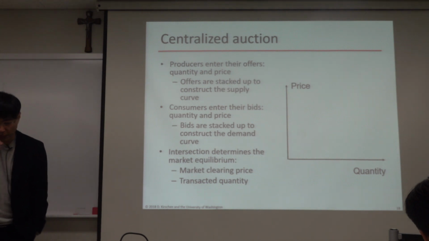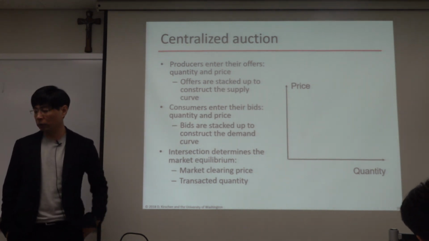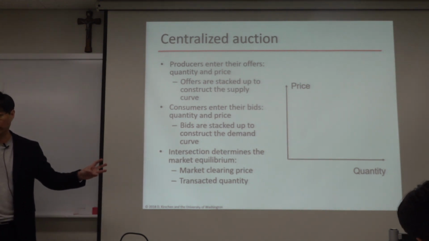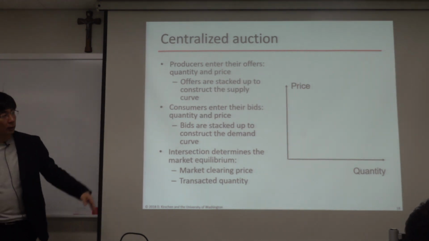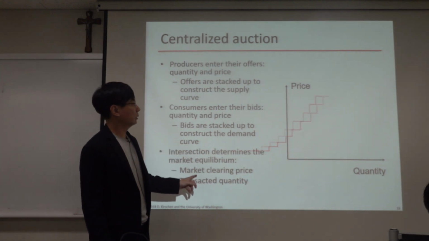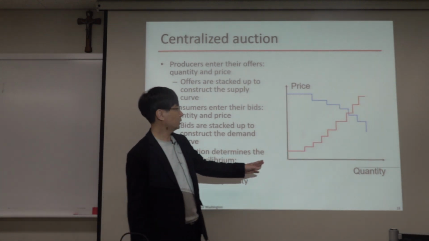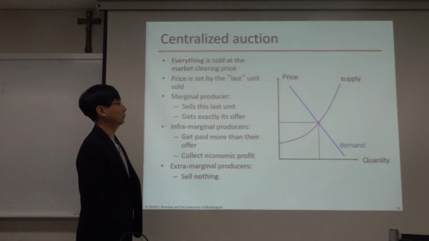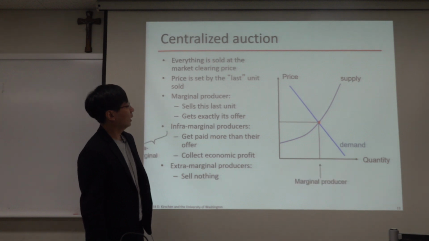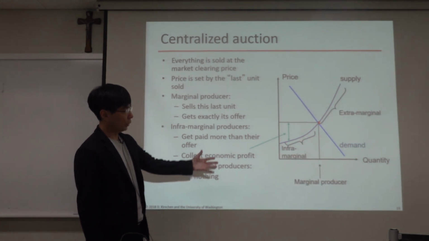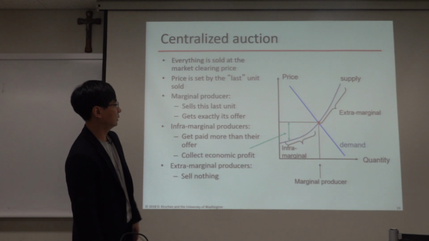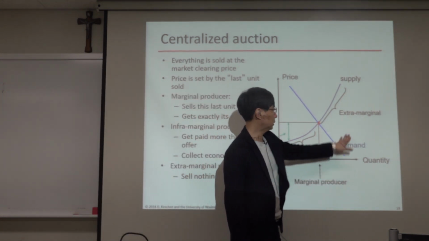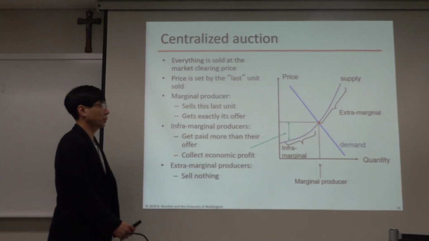And then we discussed two types of market. The first one is centralized auction-based market. Here we have a single market clearing price, and the price is determined at the intersection of two curves. And there are three types of suppliers: the infra-marginal suppliers, the marginal producer, or extra-marginal producers.